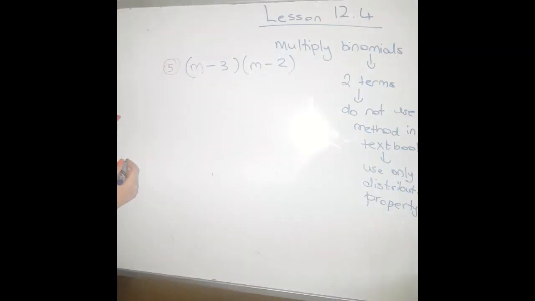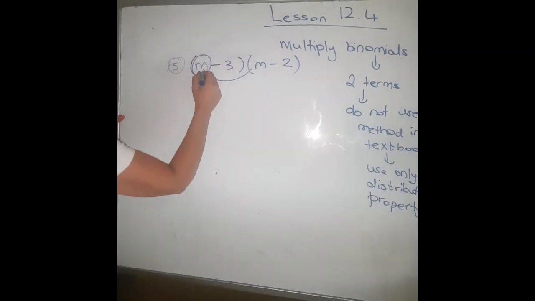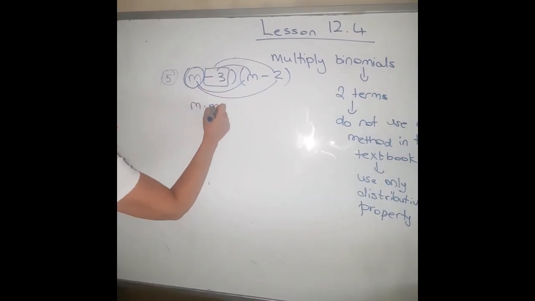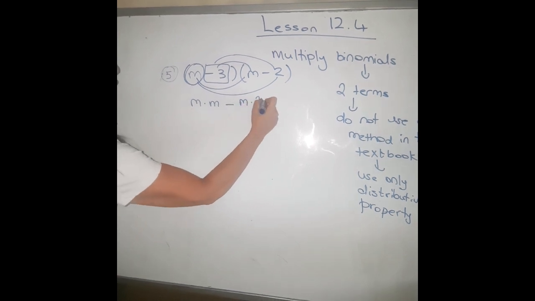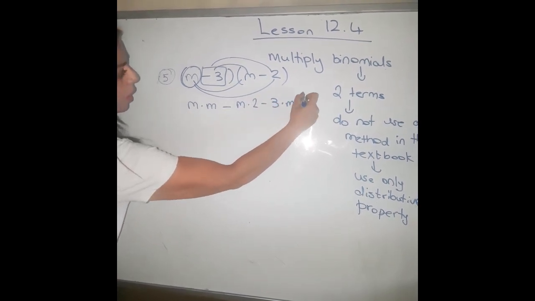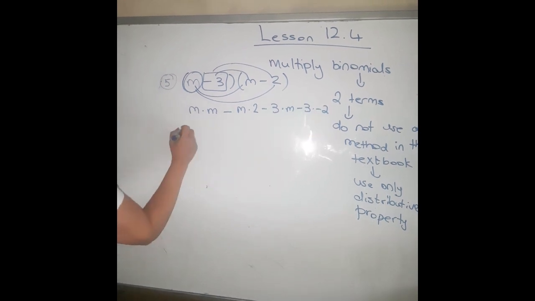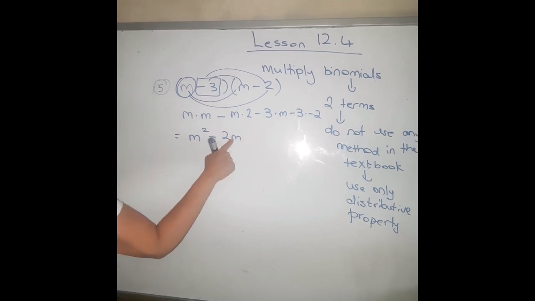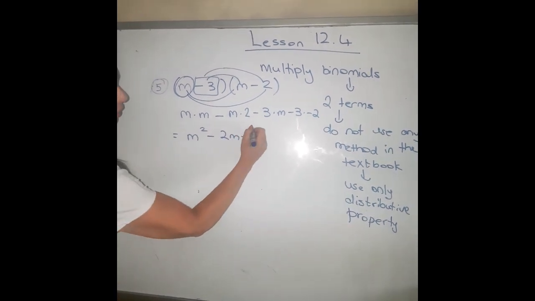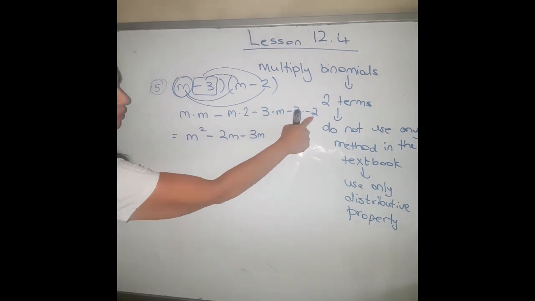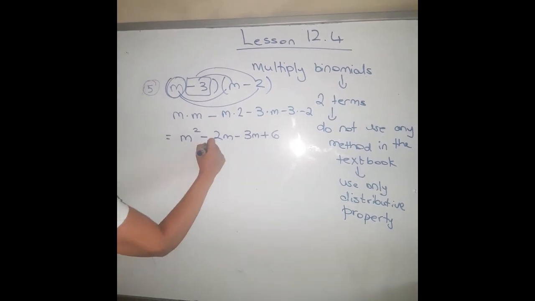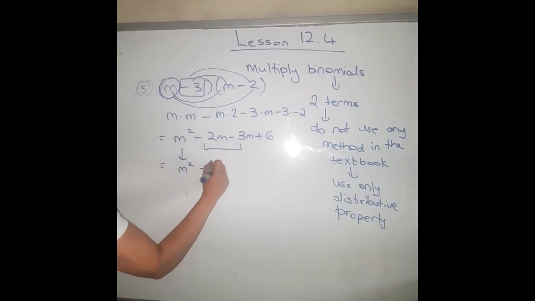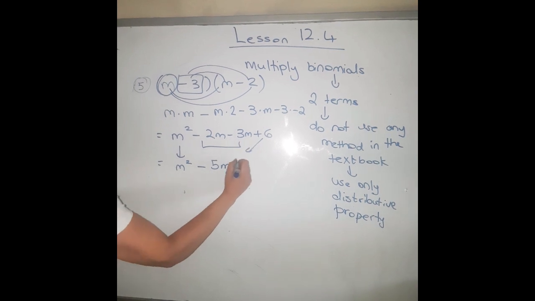All right, again, this is distributed, this is distributed. m times m minus m times 2 minus 3 times m minus 3 times minus 2, which is m to the second, minus m times 2 is minus 2m. Usually the number comes before the letter. Minus 3 times m, which is minus 3m. Minus 3 times minus 2 is a plus 6. And now my like terms, bring down the first term as it is. Minus 2 minus 3 is a negative 5m. Bring down your last term.